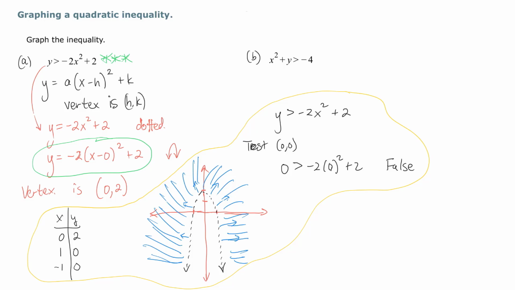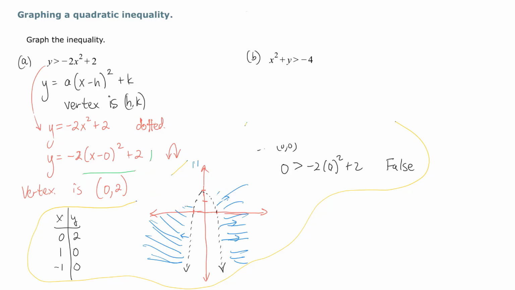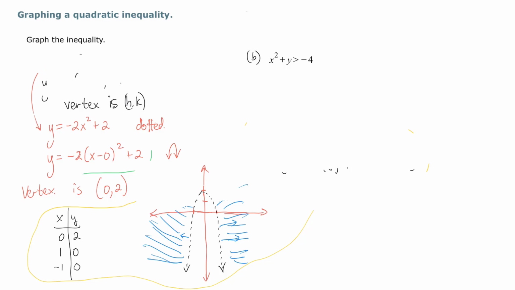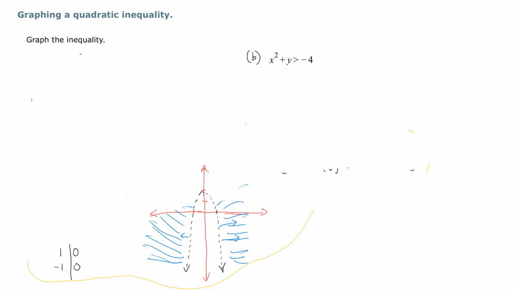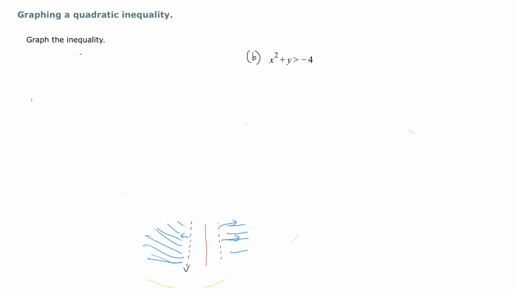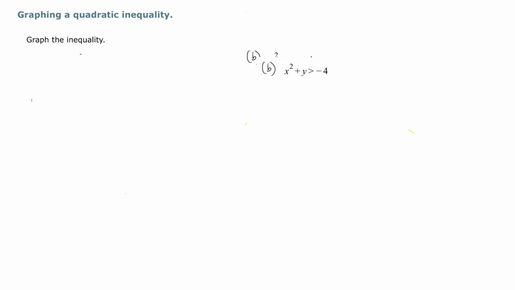Why don't we look at the second example as well? Let's clear the board really quick. So we are going to look at part B. It says x squared plus y is greater than -4. Once again, you're trying to get that into a graphing form of a parabola. Why don't we move that? Let's move this over here.